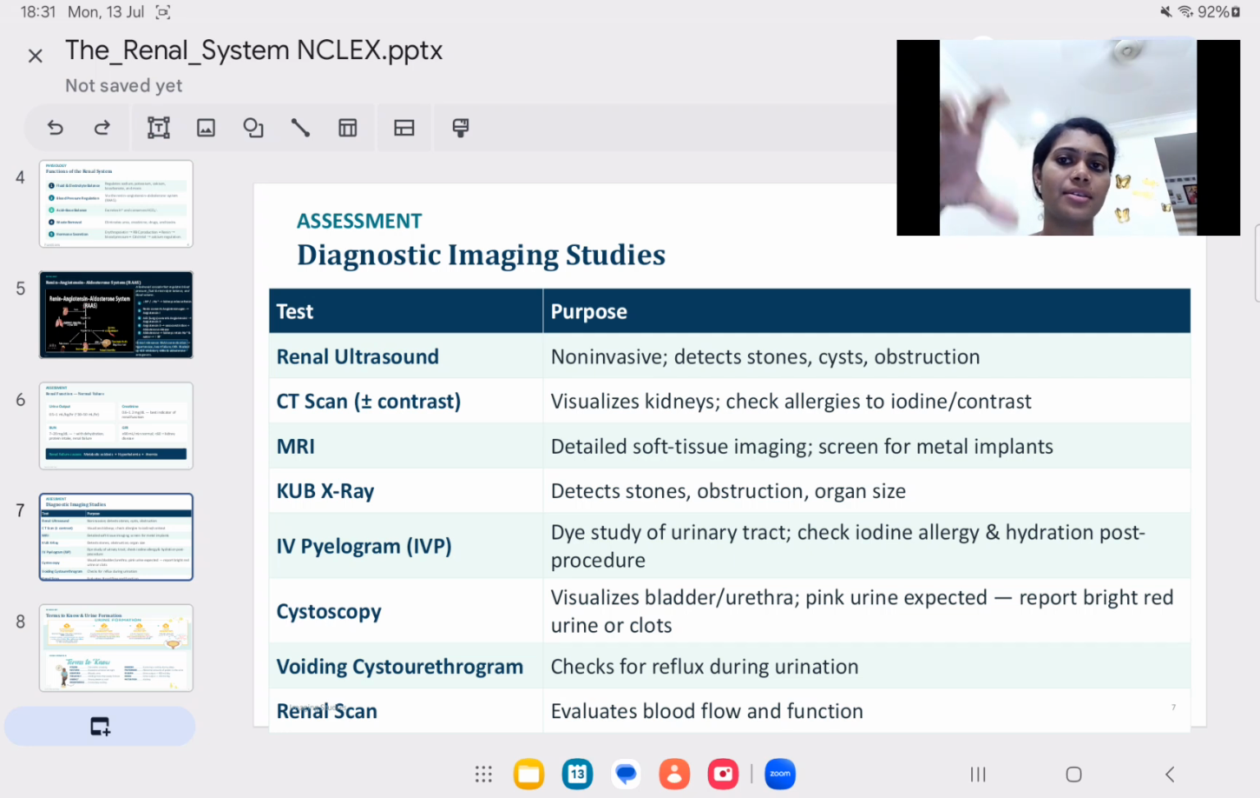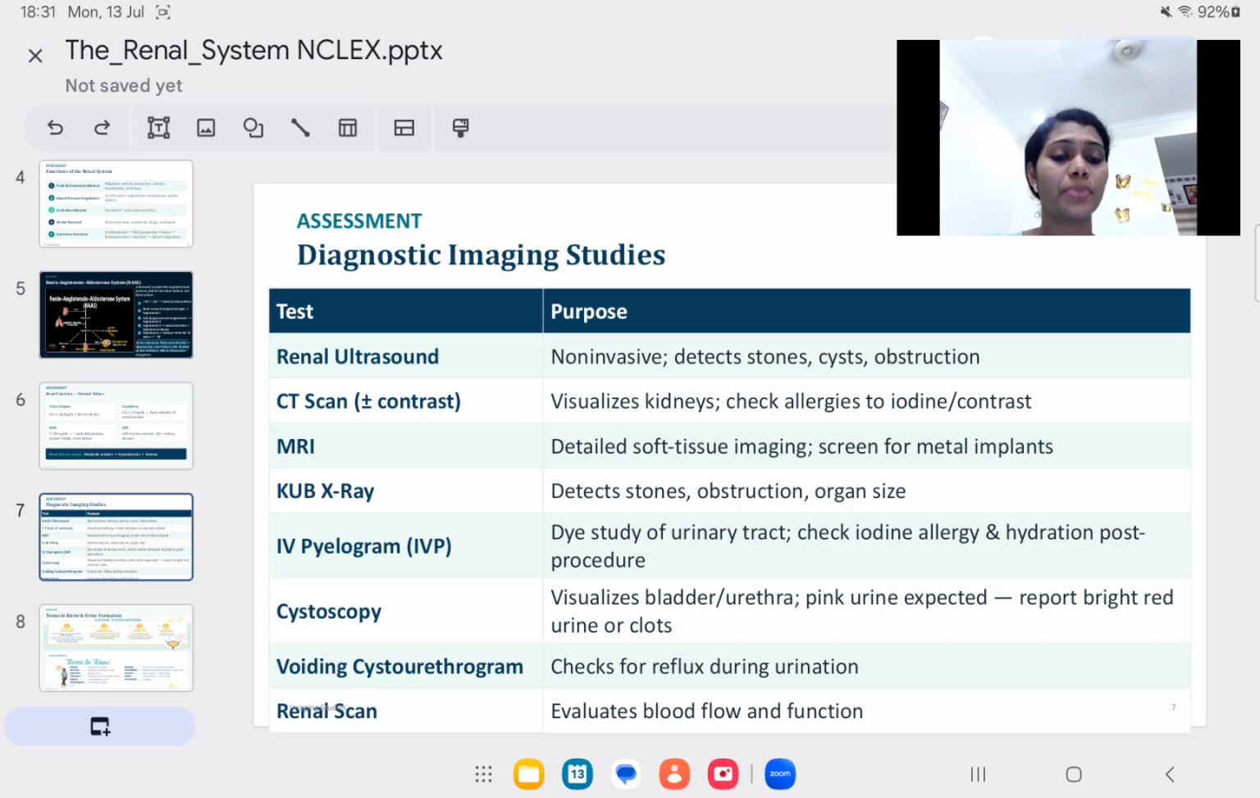In the choices, there will be different options, like you need to report to the healthcare provider or go for further studies. And also it is a normal thing. If it is pink color, we can teach the patient it is the expected outcome after cystoscopy. Pink color urine is normal.